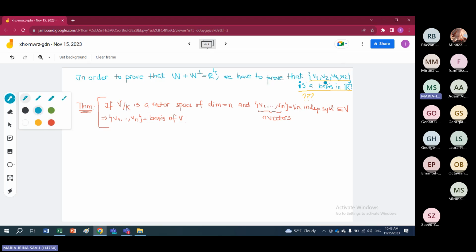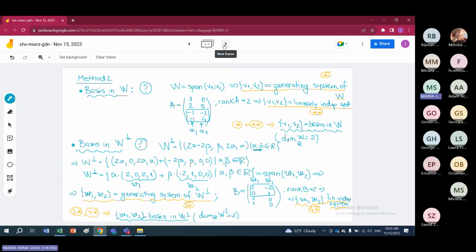And in order to prove that this is a basis, we'll just take a look at the matrix formed with V1, V2, W1, and W2. And if the rank of this matrix is 4, then, because the dimension of this space is 4, it is automatically a basis. Okay, so I need to put the matrix.